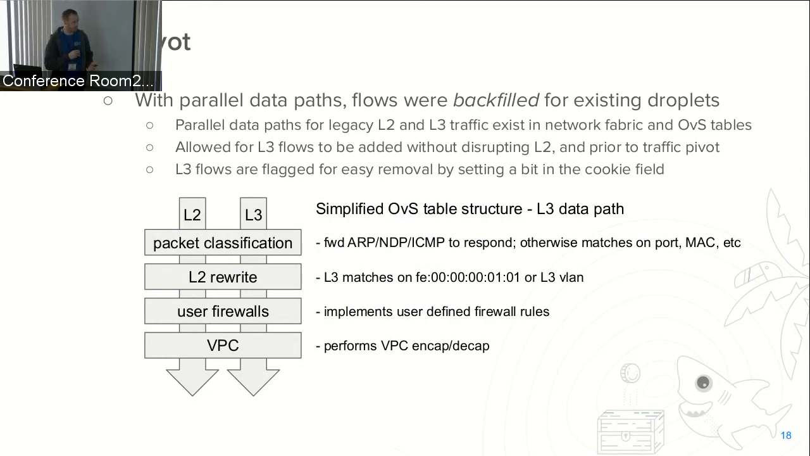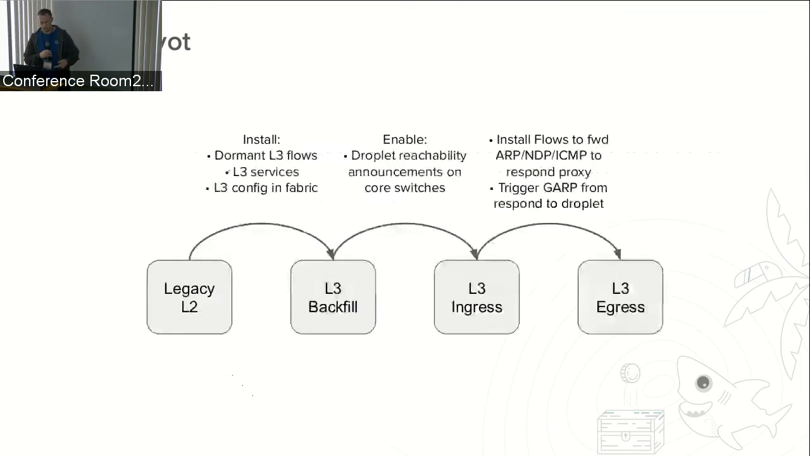So talking a little bit about how we extended the table structure to include L3. In the packet classification table, we essentially hijack packets going to or from Respond. Otherwise, it's pretty much the same as L2. It matches on port and MAC. And then during the L2 rewrite, we match on the L3-specific VLAN that we use, or the special MAC address that Respond uses when responding to our ICMP messages. Then the other tables.